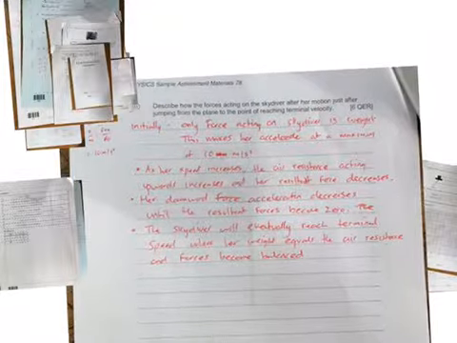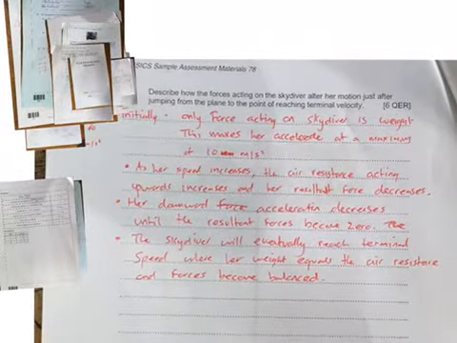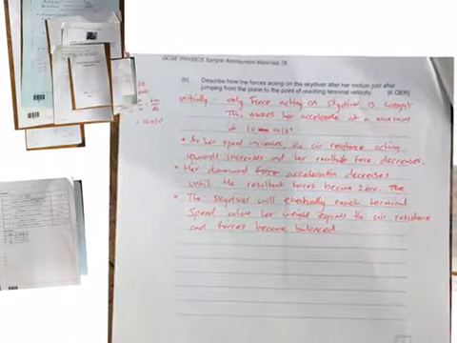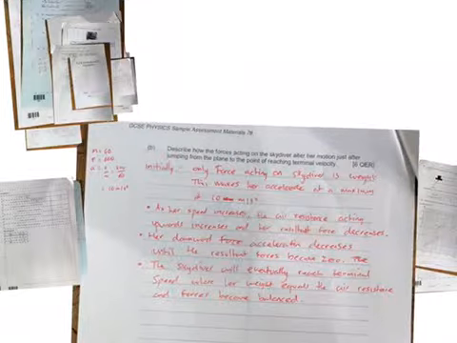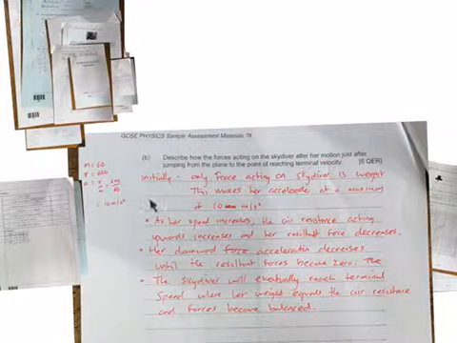Describe how the force is acting on the skydiver to alter her motion just after jumping from the plane to the point of reaching terminal velocity. So this is a nice little question, likely to come up as a 6 marker.